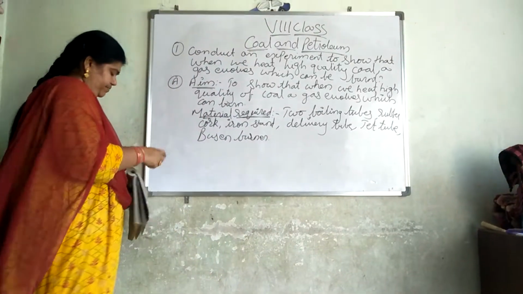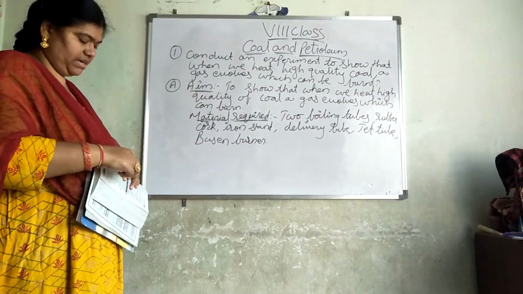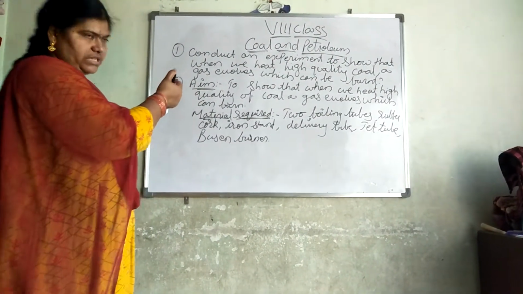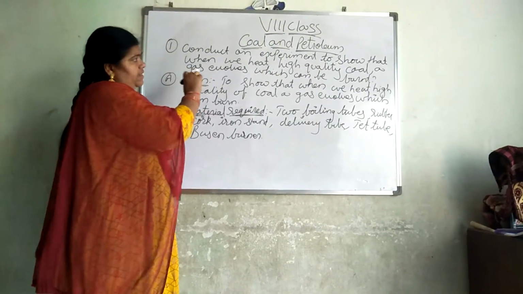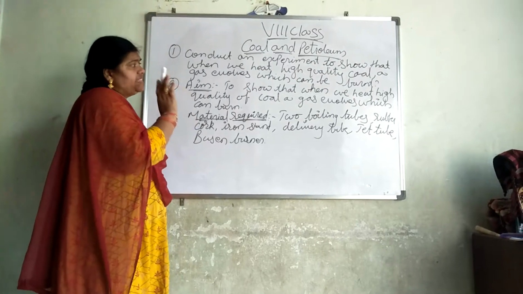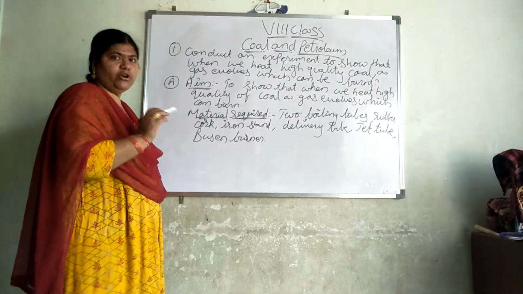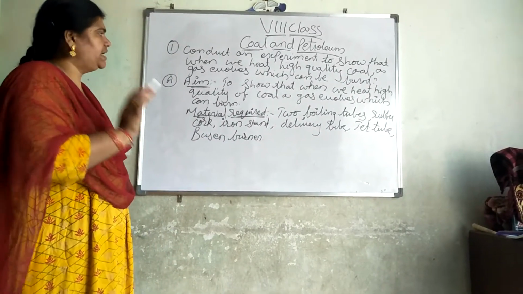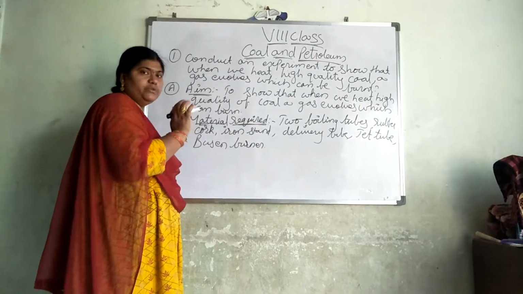So now first see here. Aim and the materials required. Next I will write the procedure, because it won't be sufficient here. So, conduct an experiment to show that when we heat high quality coal, a gas evolves which can be burnt. What is the aim? To show that when we heat high quality coal, a gas evolves which can burn.